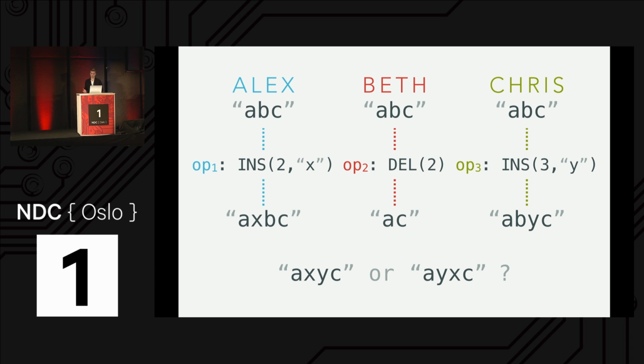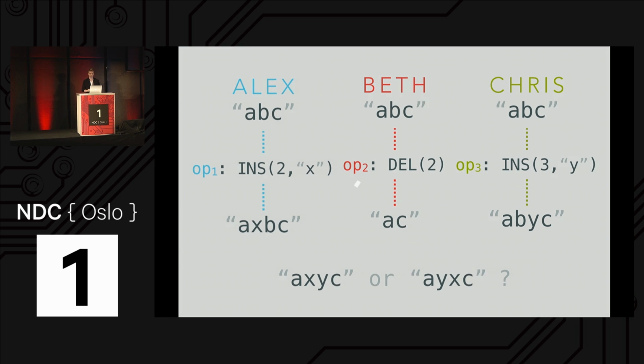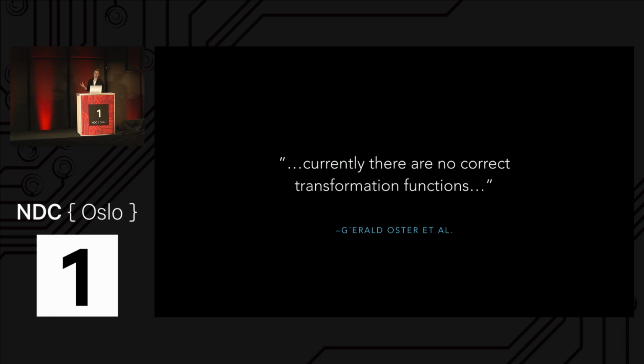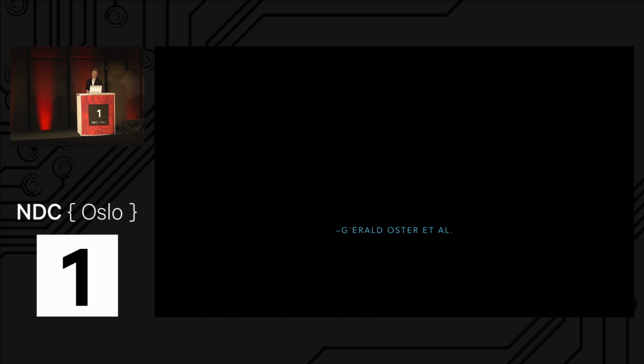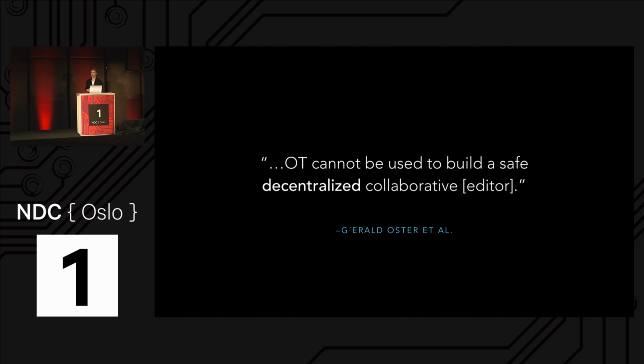So TP2 is much harder than TP1. If you can get TP1 and TP2 correct, it essentially means that your algorithm will work amongst multiple peers and all copies of the document will eventually be consistent. Unfortunately, for text documents, there are actually no correct transformation functions. Up until recently, there are, this is somewhat of a lie, but they're all fairly impractical. So for text documents, there are currently no correct transformation functions. This means that operational transforms, at least for a text document, cannot be used to build a safe, decentralized collaborative editor. Or in other words, operational transforms cannot be used to create a multi-peer editor.